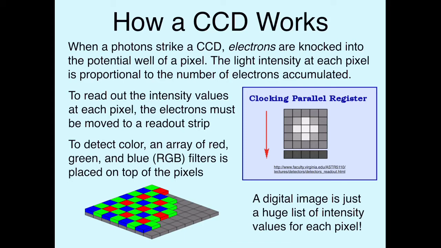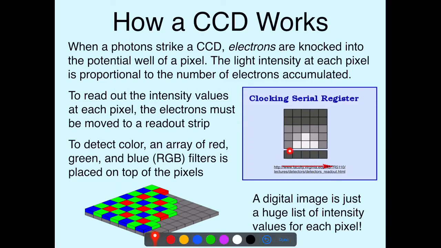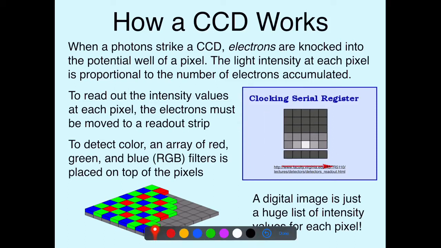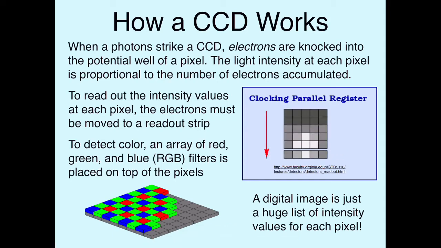So this is how that will go. Again, first we move a row of pixels down into the readout strip, and then we move each one to the right into this output amplifier where we can actually count how many electrons are there.